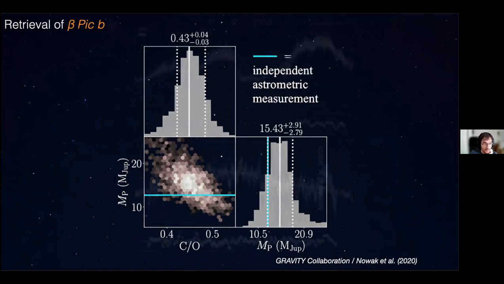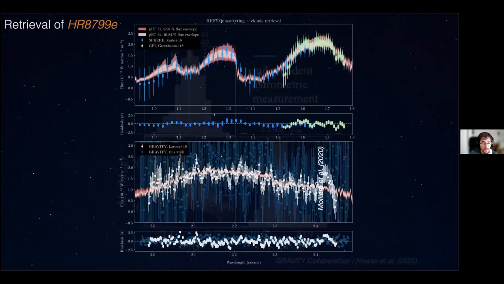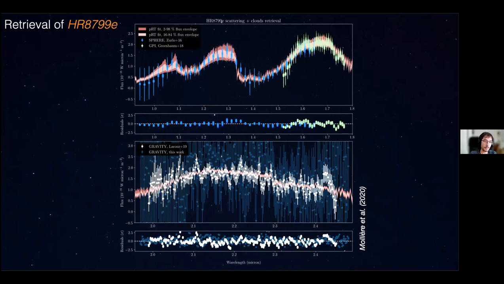This is the retrieval for HR 8799 that we carried out again. In the upper panel, this is the archival data, and in the lower panel, this is the GRAVITY spectrum that we had. This is the 3-hour observation that was taken, and then in the background, these were 15-minute observations of the planet, which are more noisy because of that, but we still included them in this fit.